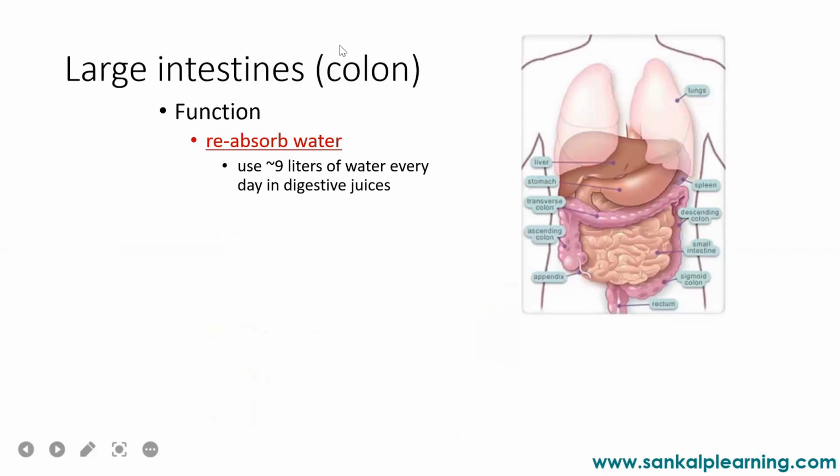In the food we also have water. The food contains a large amount of water. So that water, instead of getting excreted, instead of going outside, is reabsorbed by the large intestine. The large intestine is also called the colon. It absorbs 9 liters of water every day from the digestive juices, like pancreatic juice, intestinal juice and bile juice, which also contain water. From these it extracts or reabsorbs the water, about 9 liters. About 90% of water is reabsorbed.